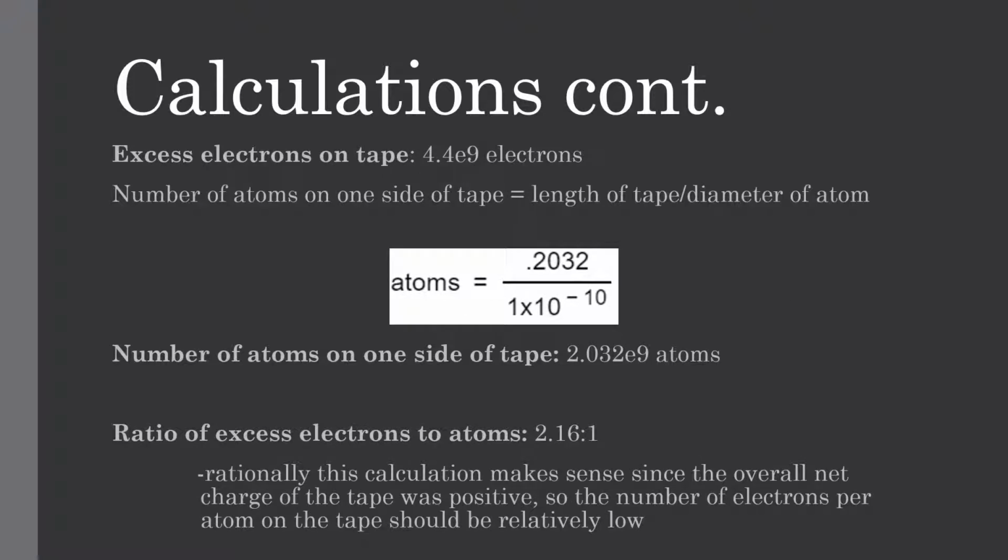Finally, I calculated the total number of atoms on one side of tape by dividing the length of the tape by the diameter of a single atom, which then gave us a ratio of 2.16 electrons per atom on the tape. This number makes sense as the overall net charge of the tape was positive, so the number of electrons per atom on the tape should be relatively low.